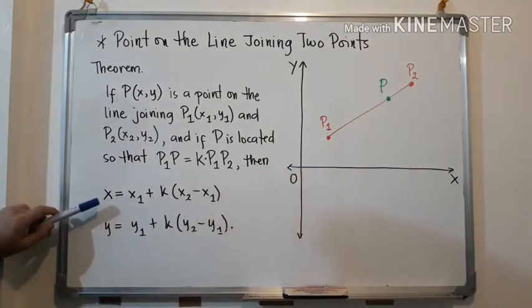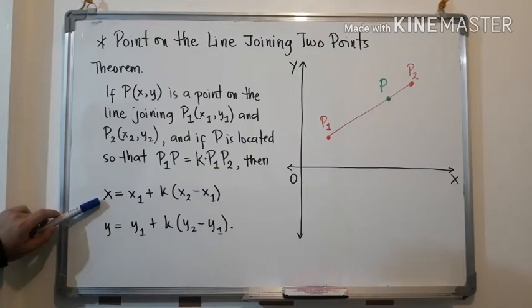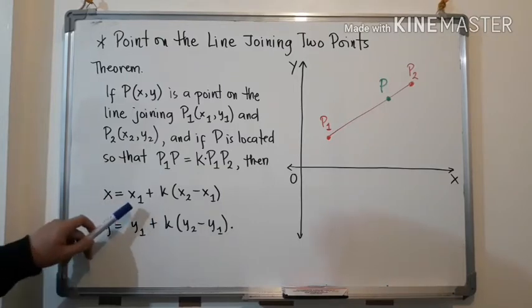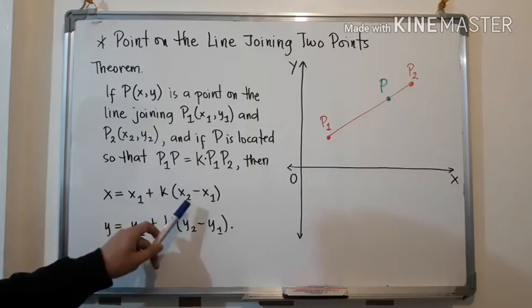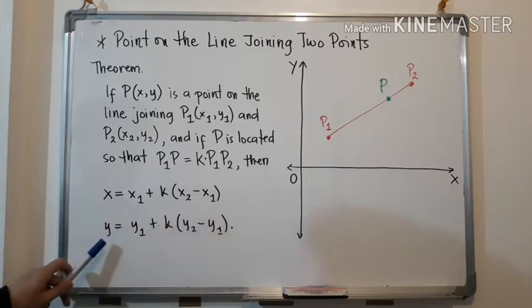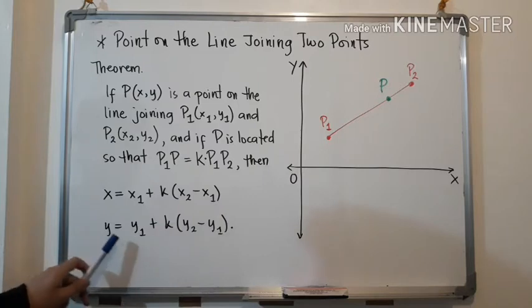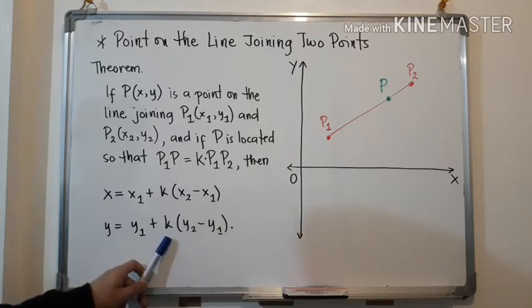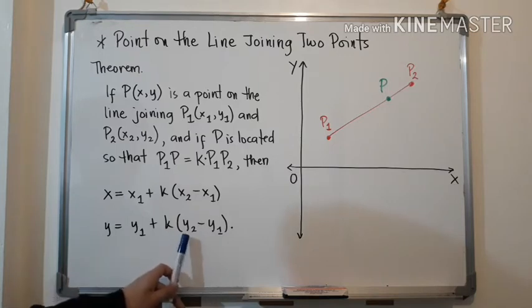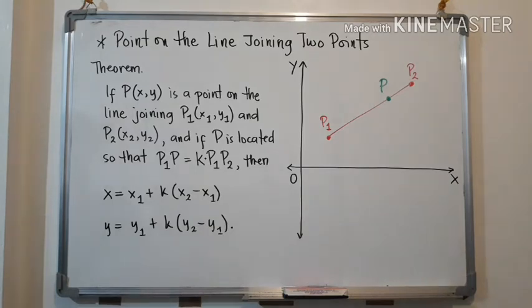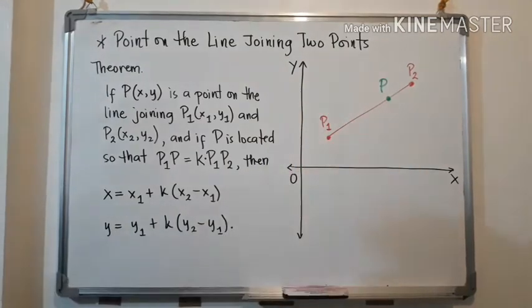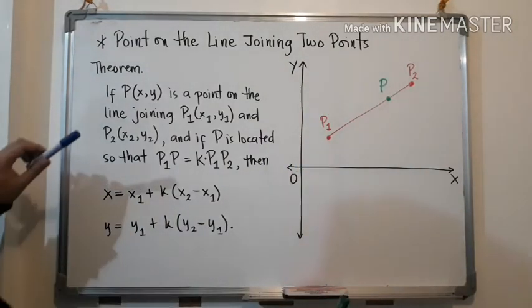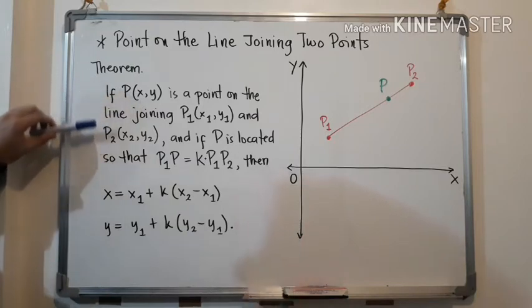So to find the x coordinate of point P, we simply add x sub 1 and a fraction of the difference of x sub 2 and x sub 1. And to find y, we are to add y sub 1 and a fraction of the distance between y sub 2 and y sub 1. So now let's have this illustration to get a clearer understanding of this theorem.